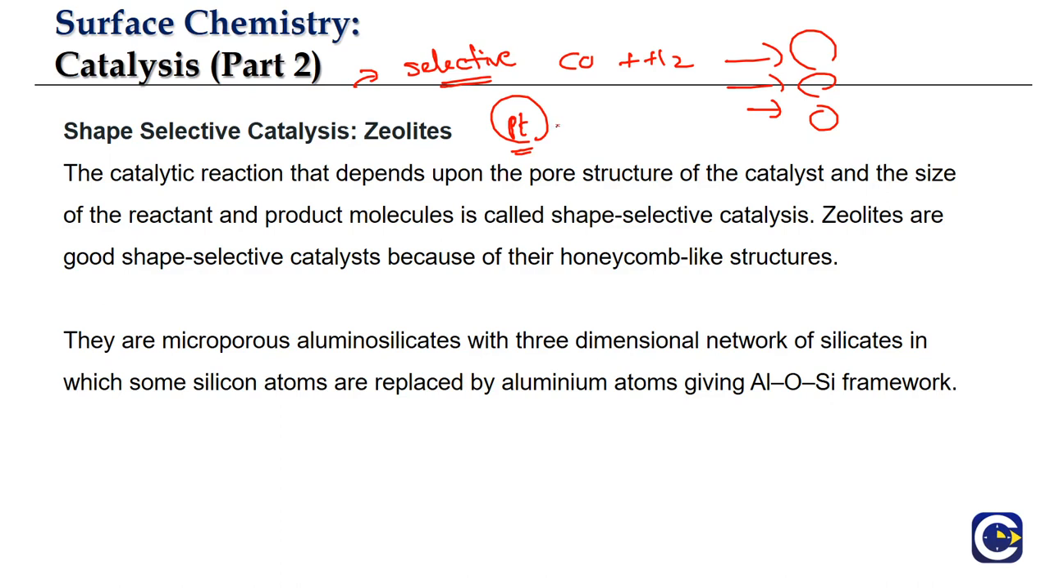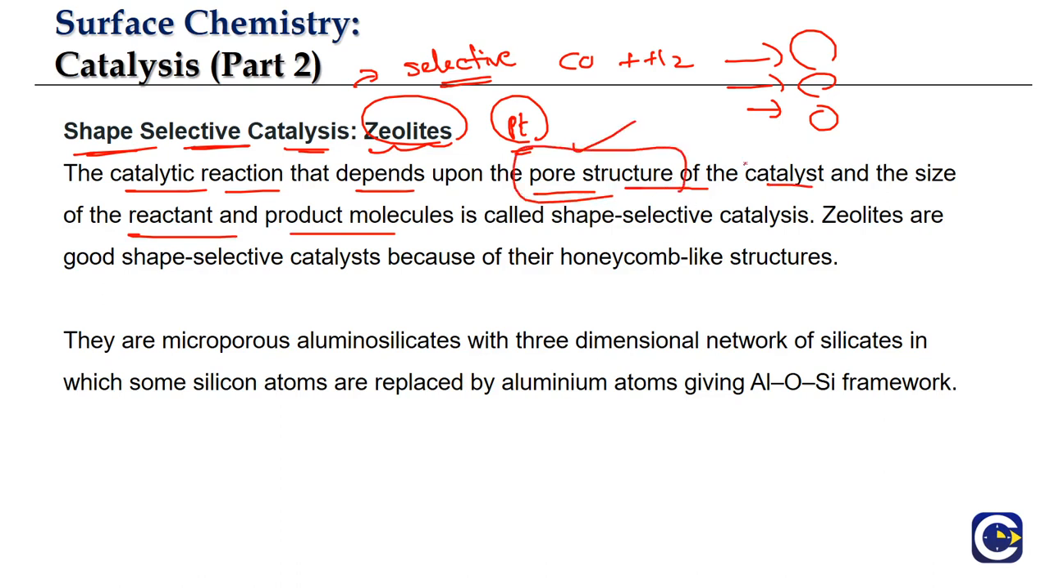And one very extreme example of that is the shape selective catalysis, of which we will look at the zeolites to be one of the examples. So what is this shape selective catalysis? If you look at a catalytic reaction that depends upon the pore structure of the catalyst and the size of the reactant and product molecules, the catalytic activity is depending upon the pore structure and size of the reactant and product molecules. So this selective type of catalyst, which is based upon the shape, is called shape selective catalysis.